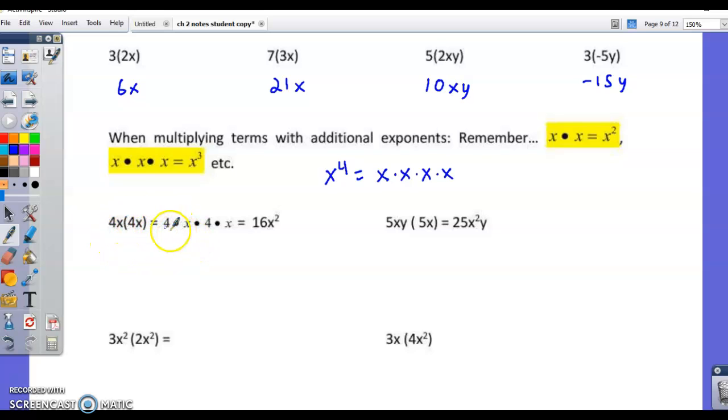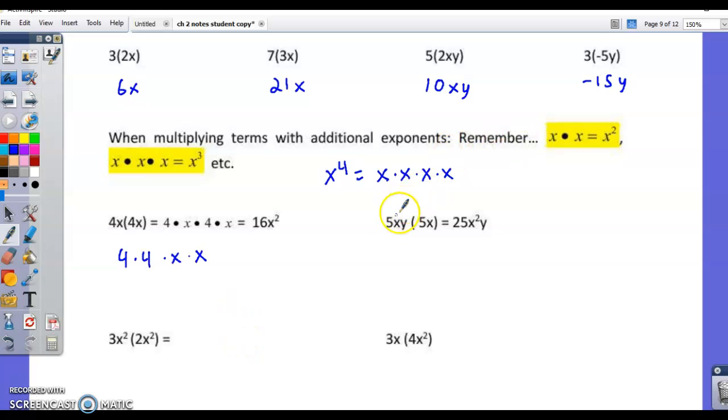So this is 4x times 4x, and there are little dots in between them to indicate that they're all being multiplied together. So what we do is what we did up here: we multiply the two whole numbers together. So we have our 4 times our 4, and we have our x times our x. You can rearrange these any way you want. If you group the whole numbers together and the variables together, you can see that 4 times 4 is our 16, and then our x times our x, there are two of them being multiplied together. We can indicate that with the exponent of 2.